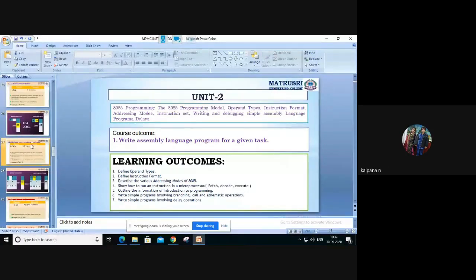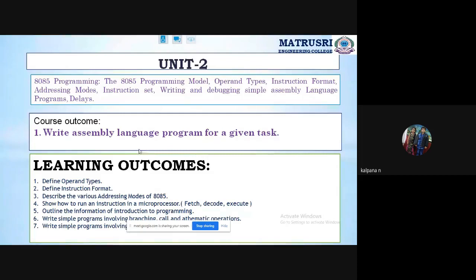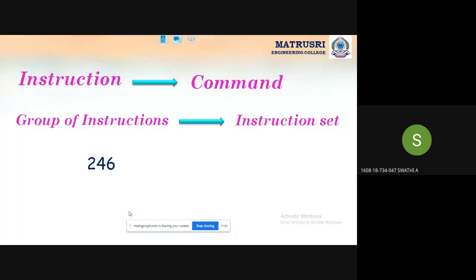What is an instruction? Command. What is an instruction? A command given to the processor to perform a function. A command given to a microprocessor to perform any program.